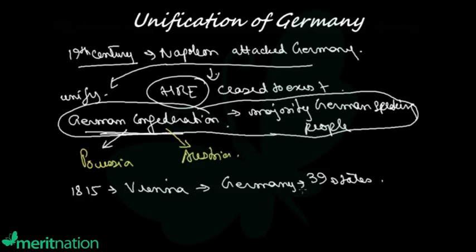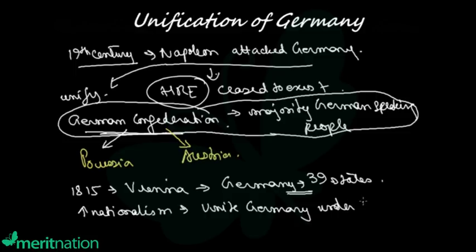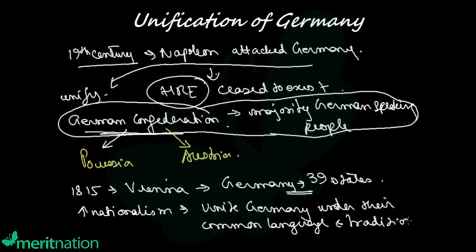However, by then, the spirit of nationalism was already high in Germany. So people and thinkers were now trying to unite Germany under their common language and traditions. So though Germany was again split up in Vienna, the spirit of nationalism did not die out.